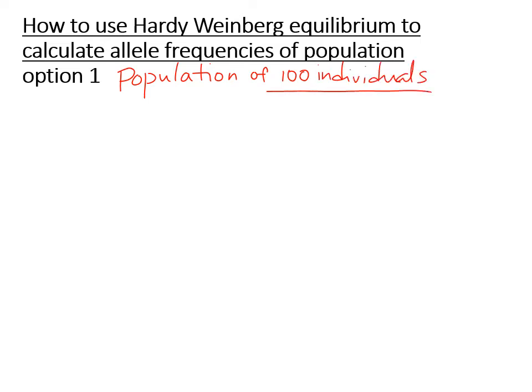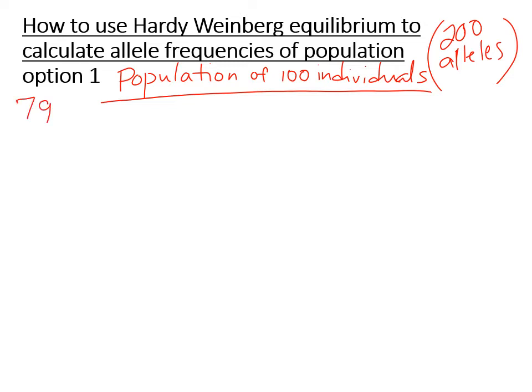Now, keep in mind, because we're talking about genotypes and alleles, each of those 100 individuals has 2 alleles for the particular trait we're looking at, because you get one allele from mom and one allele from dad. So 100 individuals means 200 alleles. I'm going to write out the frequencies of the 3 different genotypes.